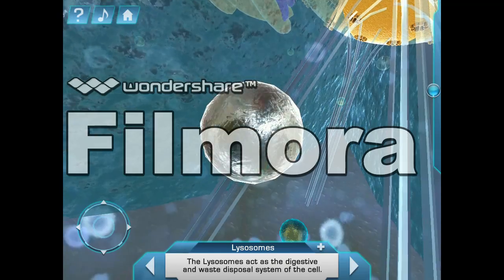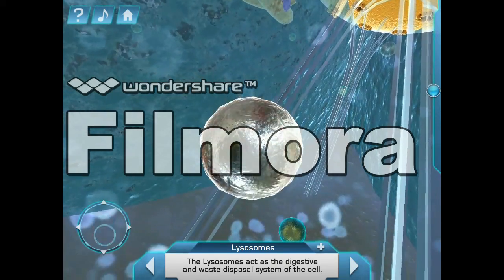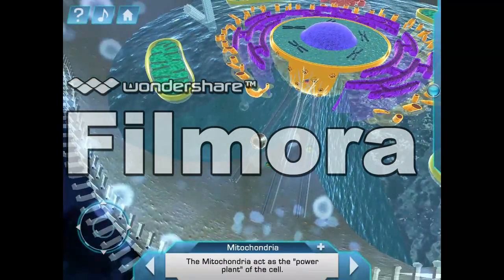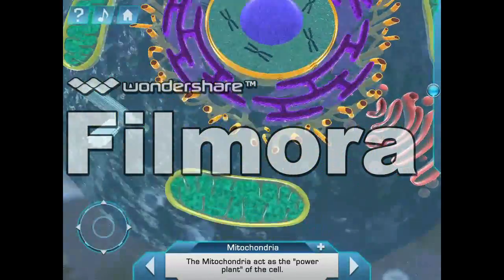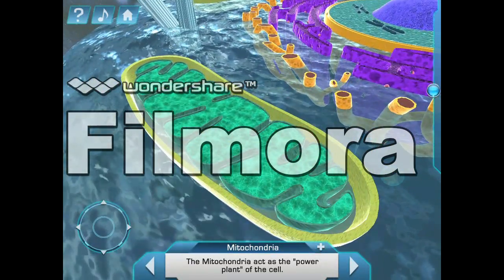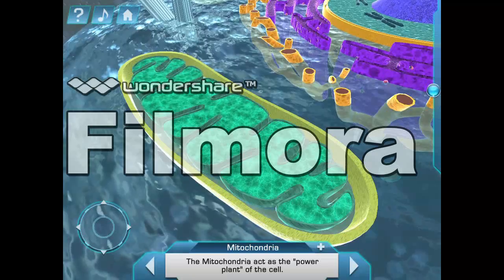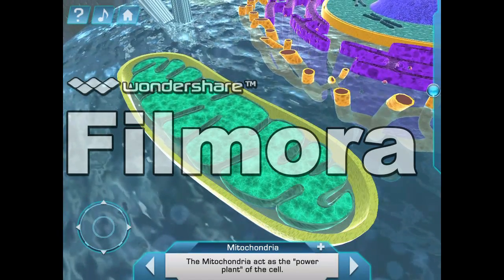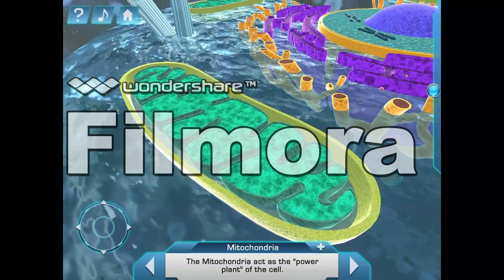Next, we are going to take a look at the mitochondria. We're going to zoom out here and click on the mitochondria. The mitochondria is the powerhouse of the cell. It converts sugar to ATP in a process known as oxidative phosphorylation.